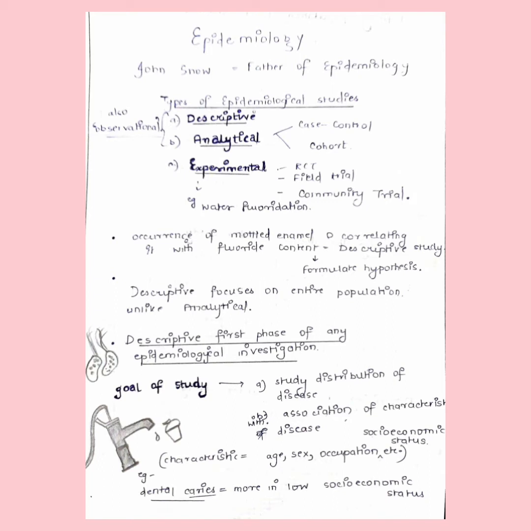So basically, the goal of our study is to study the distribution of disease, and whether there is an association of a characteristic with the disease. I have written the characteristics here. They can be age, sex, occupation, socio-economic status. It can be anything. Any characteristic can be linked to the disease or the pathogenesis of the disease. Let's take the example of caries. As a matter of fact, it is more common in low socio-economic status. Also, you might have done scaling and all, and you might have realized that it is more common in rural areas or people with low socio-economic status.